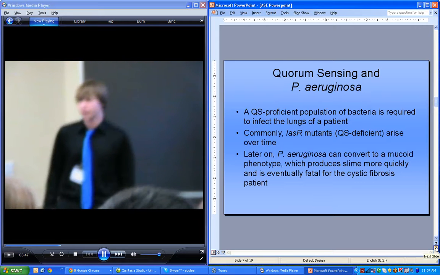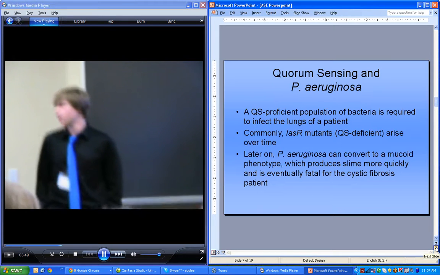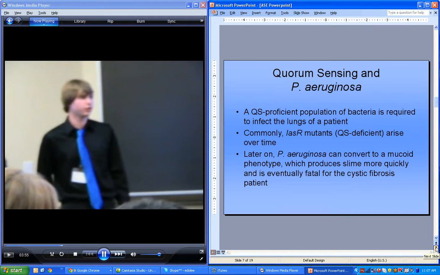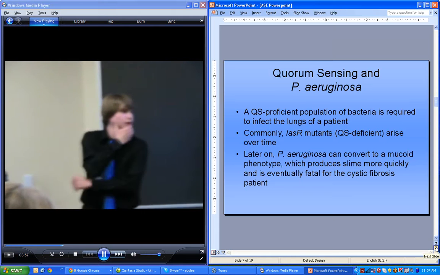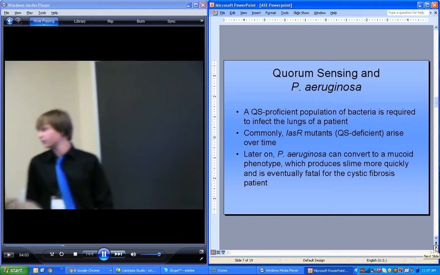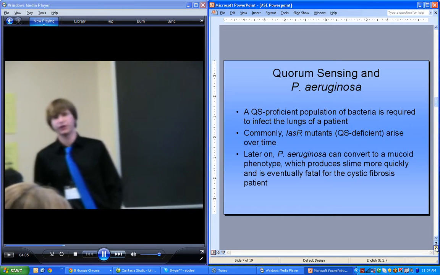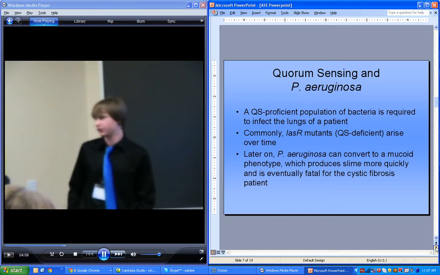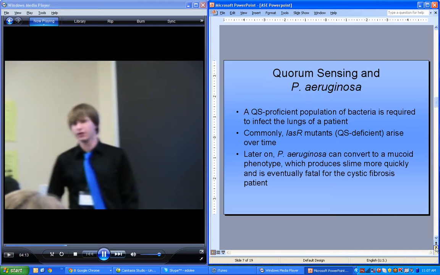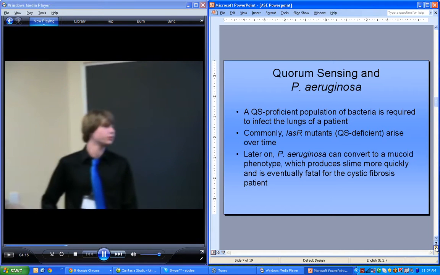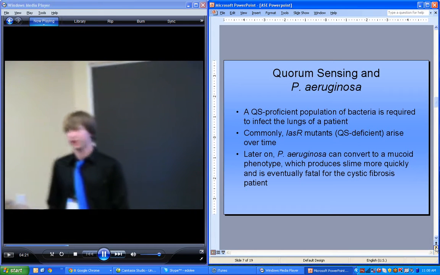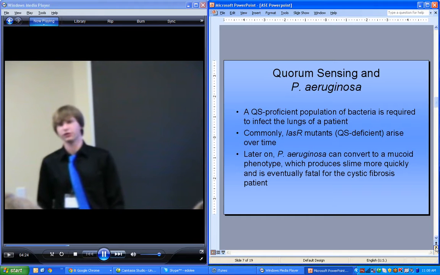How quorum sensing and Pseudomonas aeruginosa are related is that a quorum-sensing-proficient population of bacteria is required to infect the lungs of patients. So Pseudomonas aeruginosa mutants without quorum sensing will not be able to infect patients, and LasR mutants will rise over time in the lungs of cystic fibrosis patients. These are basically Pseudomonas aeruginosa without the ability to quorum sense. Later on in the established infection, the Pseudomonas aeruginosa will convert to a mucoid phenotype, which basically overproduces slime, and this will eventually be fatal for the patient.